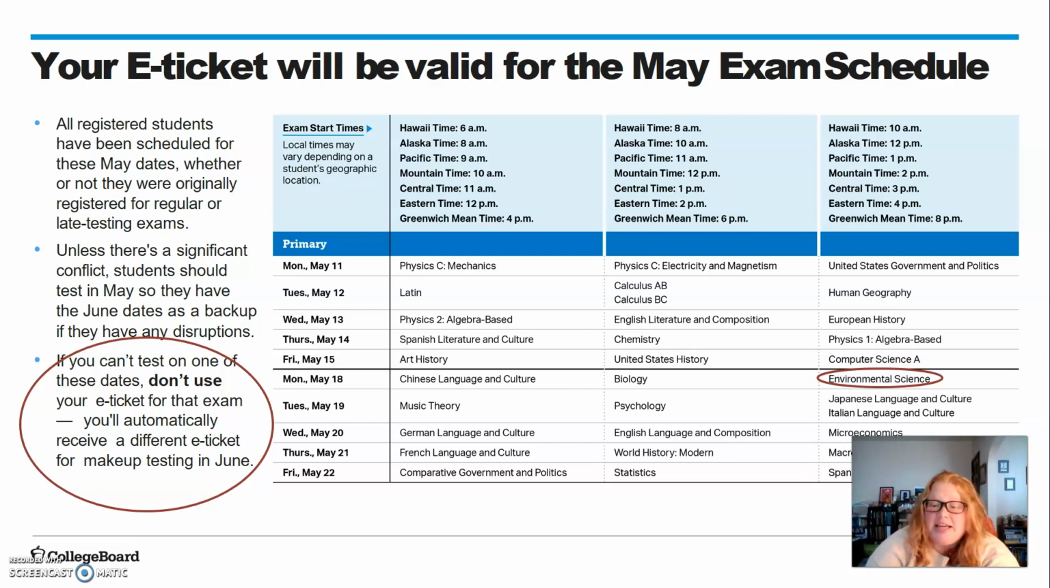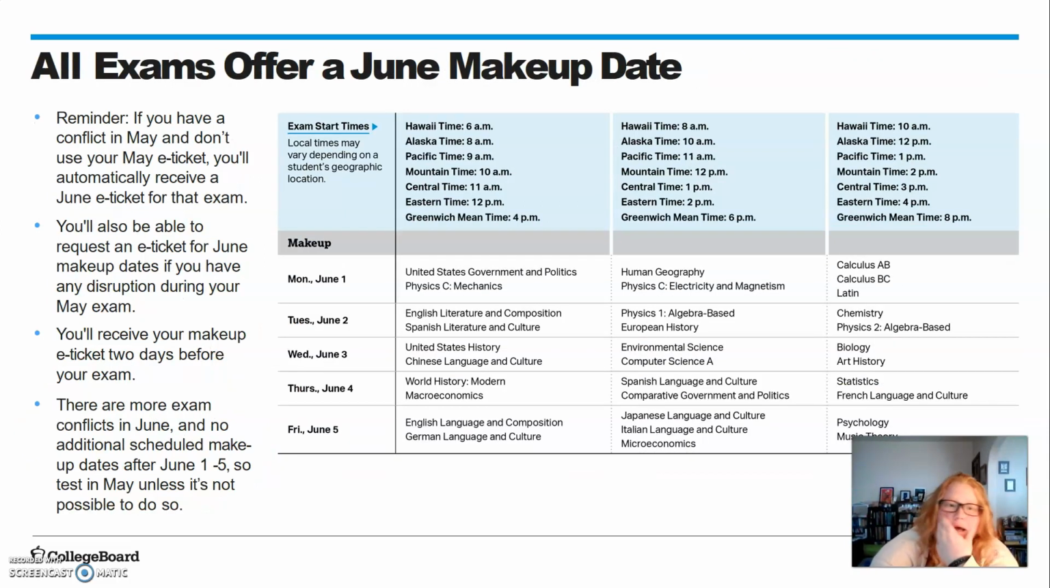If you can't test on these dates, don't use that ticket and you'll automatically receive a different ticket. But you need to be planning to test on this day, because if you test on the June date as your first choice, and something goes wrong, you cannot retake it. June is the last chance. So try to take it in May. But if something goes wrong, especially if you have some kind of an emergency and you cannot take it in May, there is a June retest date.